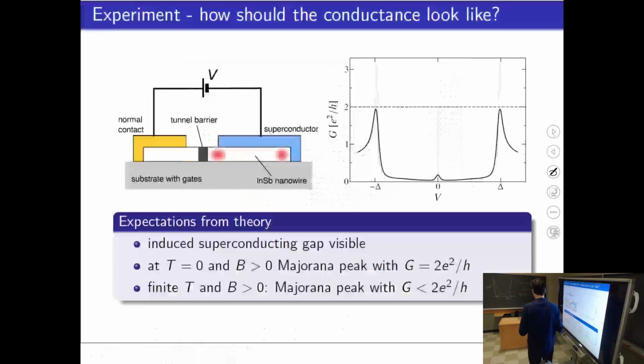Now, why is it such a tiny peak? I told you that conductance should be quantized in units of 2e squared over h. So it should reach right here.